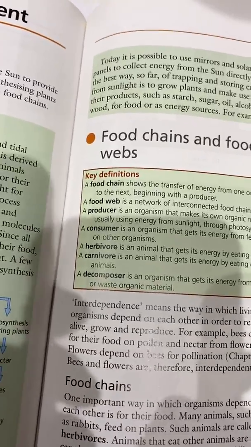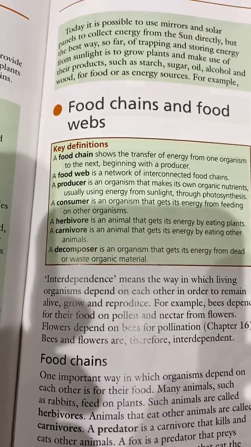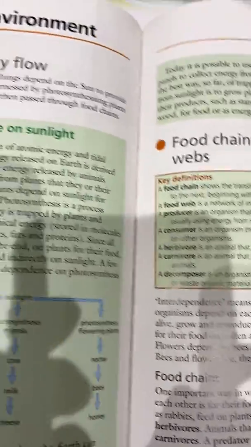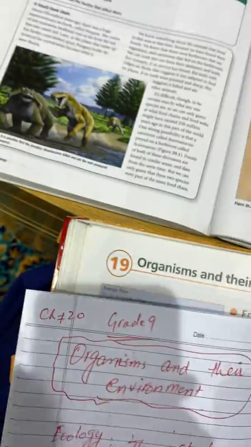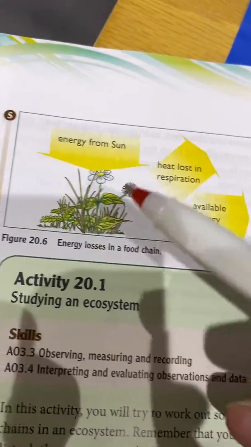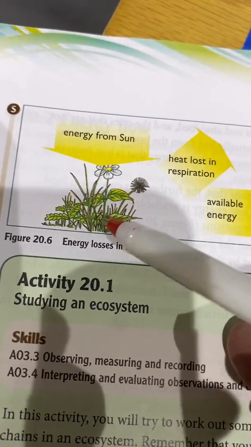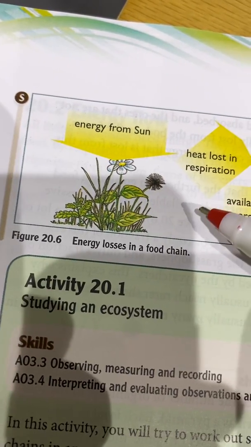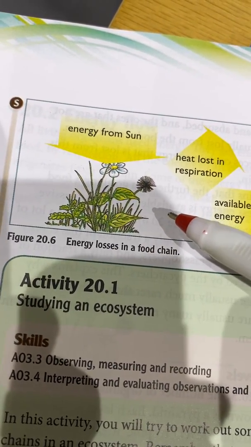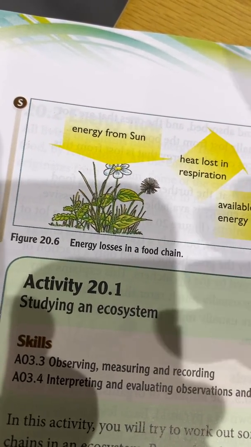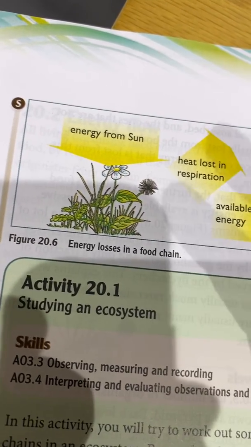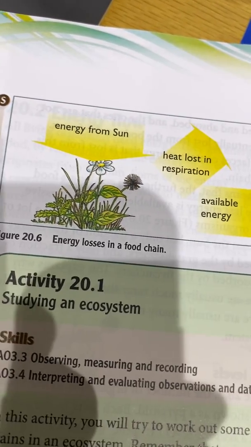They are taking energy from dead or waste organic material. So this is a food chain. Here you can see the plant is getting energy from the sun, and heat is lost in respiration. Then there is energy available for different animals. They get energy from plants, and then they are eaten by other animals.